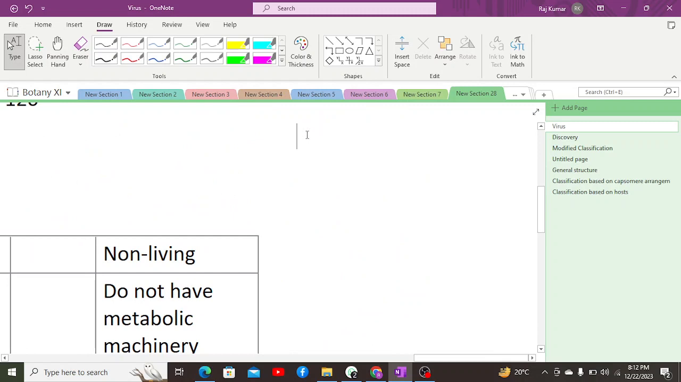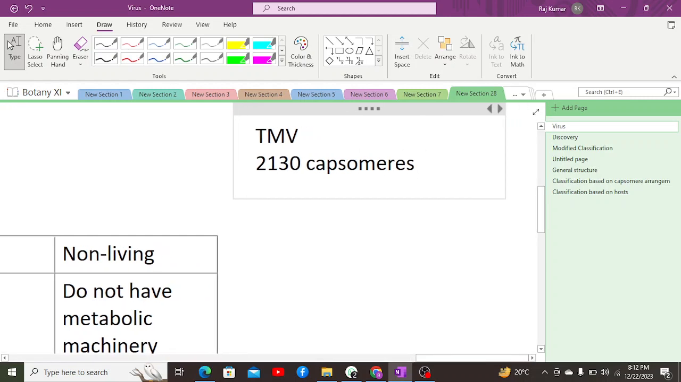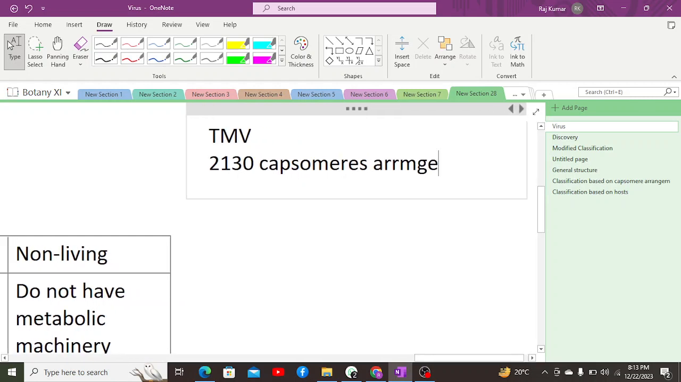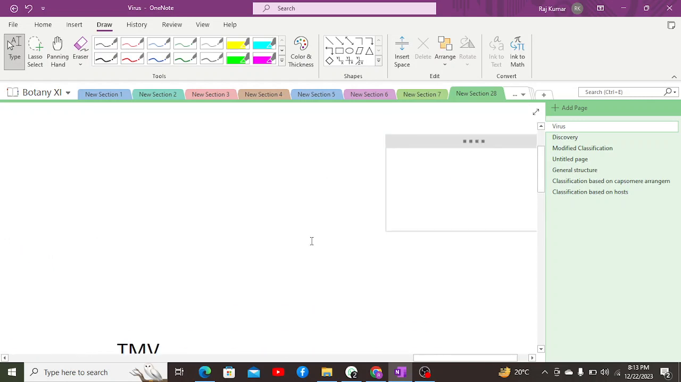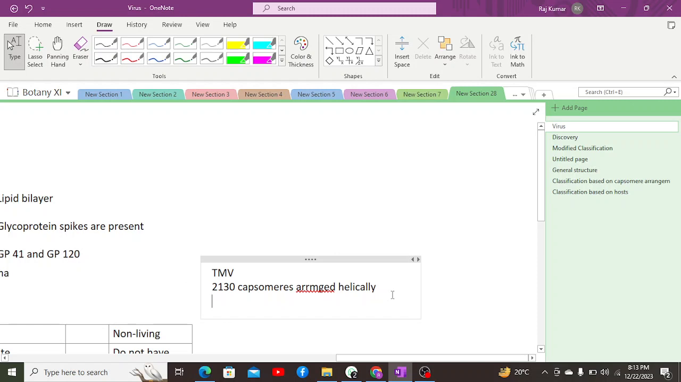Let us discuss tobacco mosaic virus (TMV). Tobacco mosaic virus has 2,130 capsomeres in its capsid, which are arranged helically. As a result, it gives a rod shape. Because they are arranged helically, the shape it gives the virus is a hollow coil shape, or rod shape.